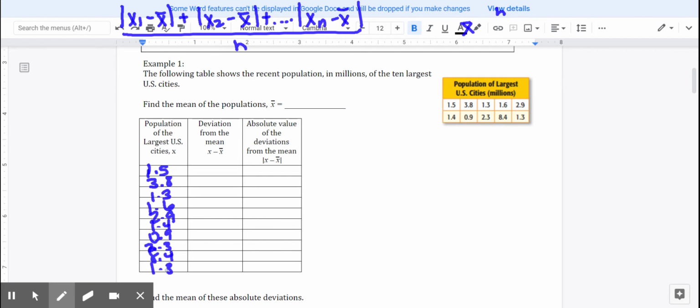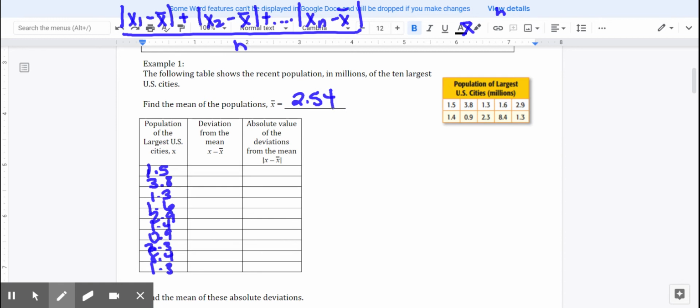If you don't have the black calculator, you can go to desmos.com, use the graphing calculator option, and if you type in mean, M-E-A-N, parentheses, then you enter your data set with commas in between. So 1.5, comma, 3.8, comma, 1.3, so on, and hit enter. It'll tell you what the mean is. So pause the video here and find the mean. Now that you found the mean, you should see that it is 2.54.